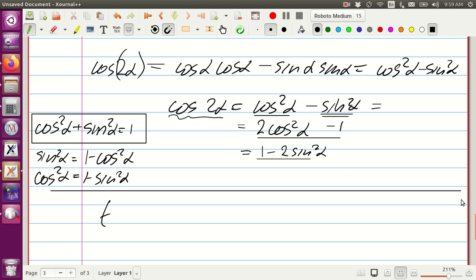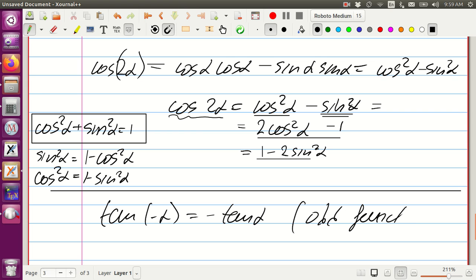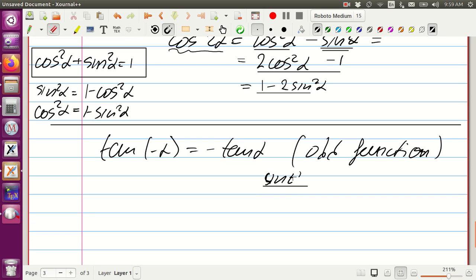Let's talk a little bit about tangents. Tangent of negative alpha is negative tangent of alpha. It's an odd function. Why do we know this? Because if you think of tangent as sine of alpha over cosine of alpha, then if you plug in negative alpha instead of alpha.